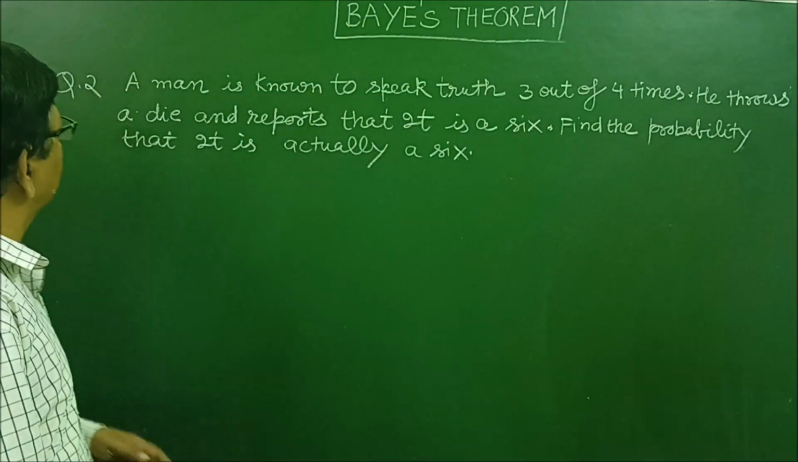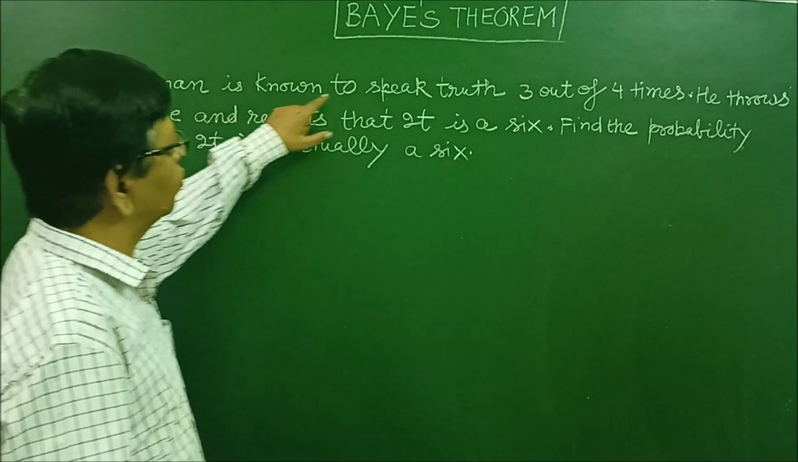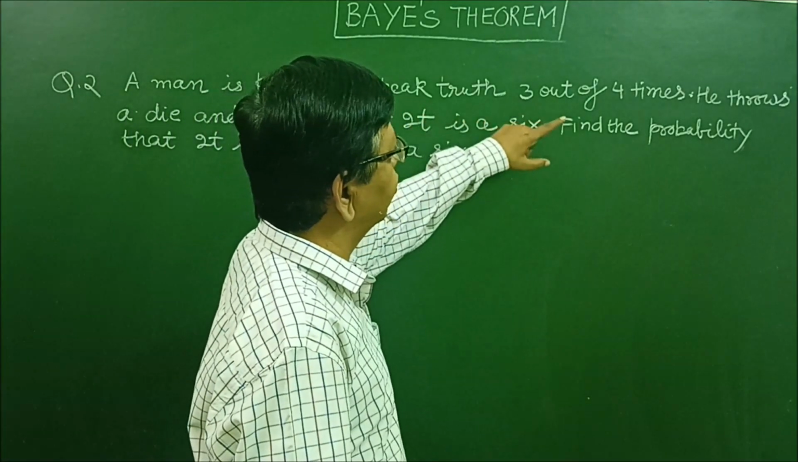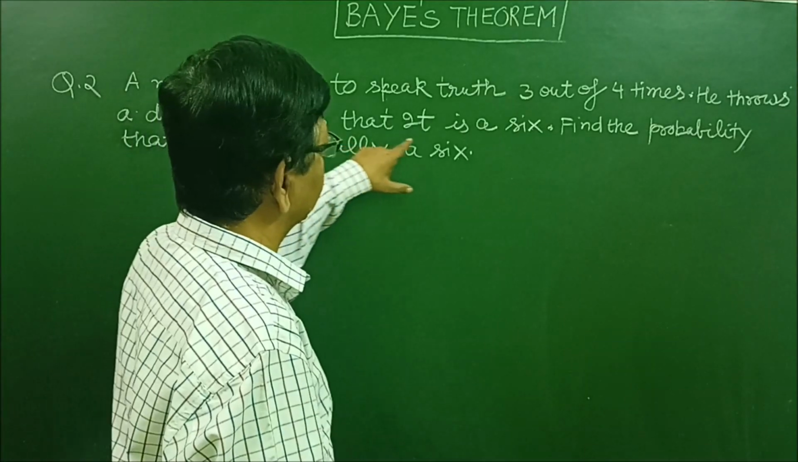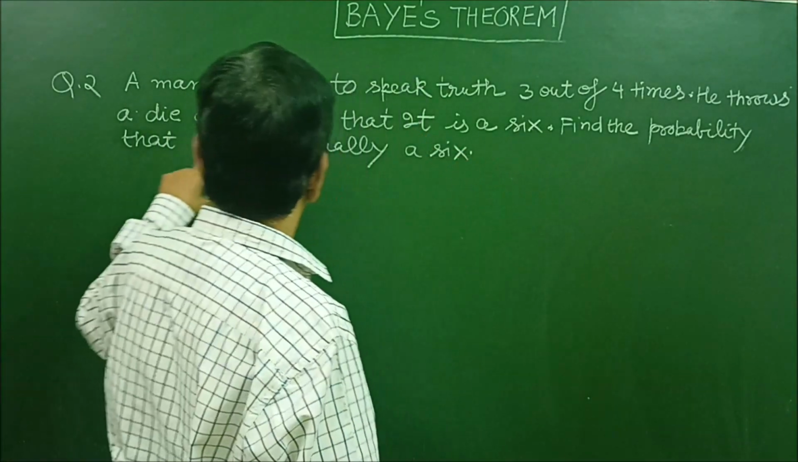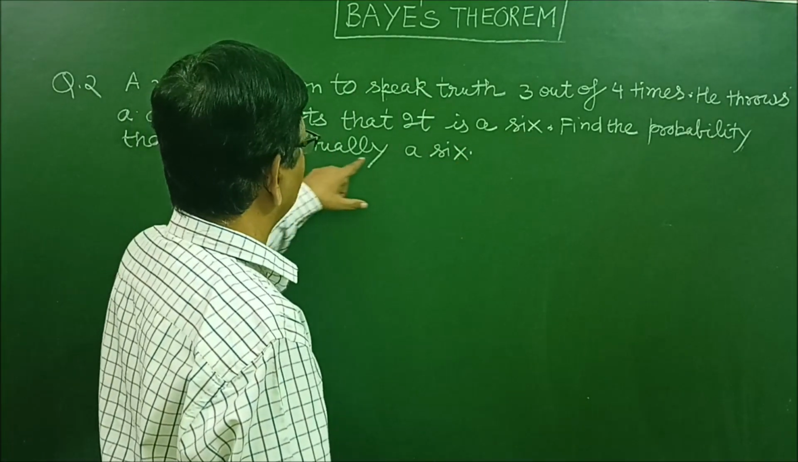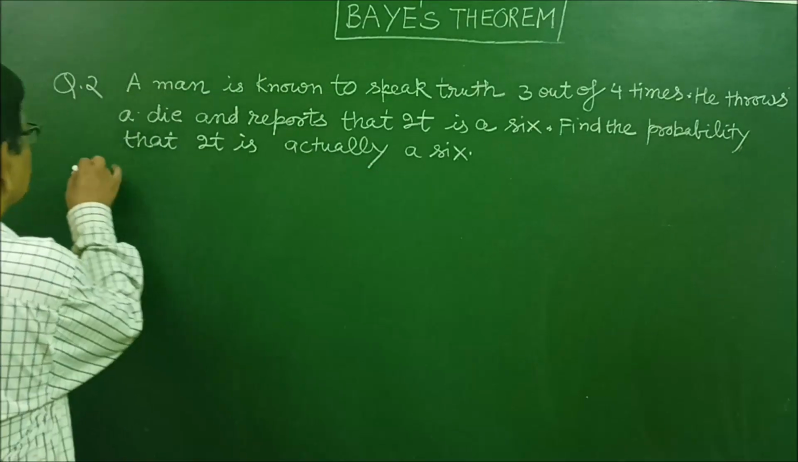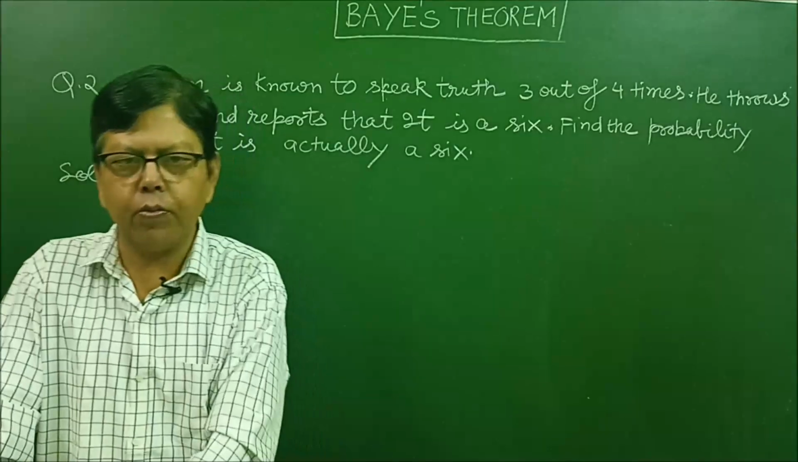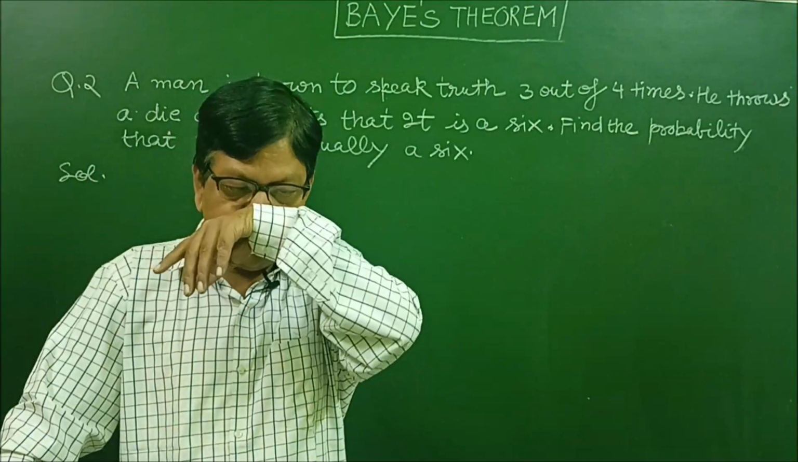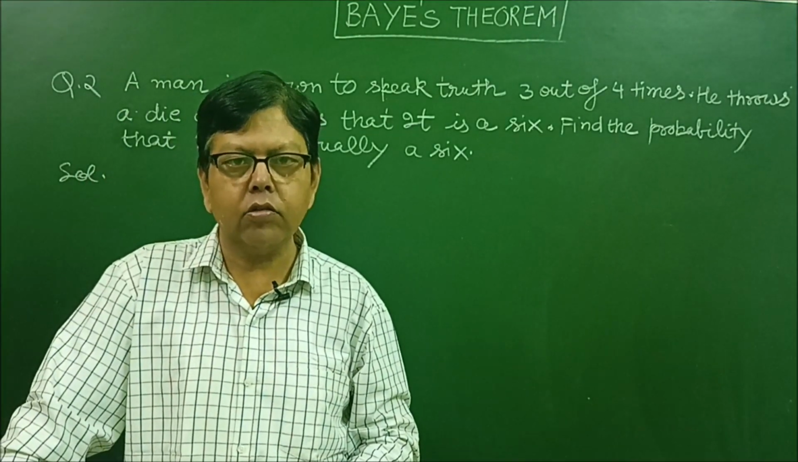Next question, question number 2. A man is known to speak truth 3 out of 4 times. He throws a die and reports that it is a 6. Find the probability that it is actually a 6. Now, if a man throws a die, then there are 2 possibilities. Either it is a 6 or it is not a 6.